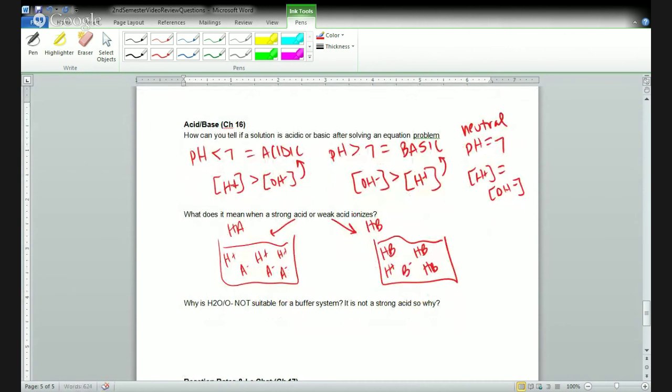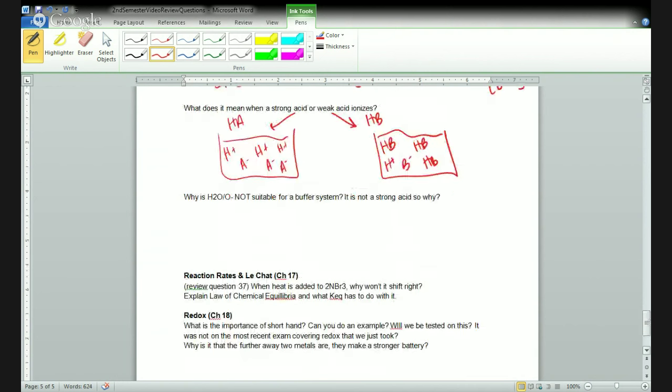Last question is about buffer systems. This was something that was really tough for you guys, so I'm glad that someone asked about buffer systems. They said, why is H2O not a suitable buffer system? It's not a strong acid, so why? That's great that you understand that you cannot have strong acids in buffers. So that's the first thing, you cannot have anything strong. Great catch on that. The thing that you have to do is make sure that they're a conjugate acid-base pair.